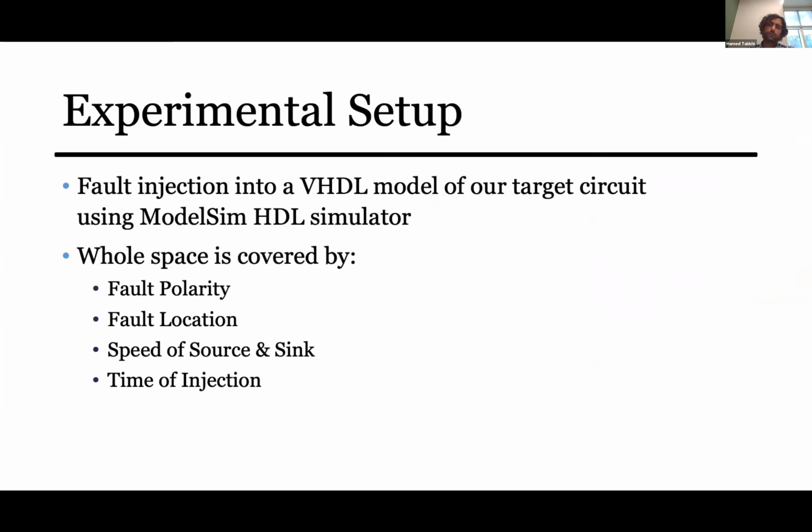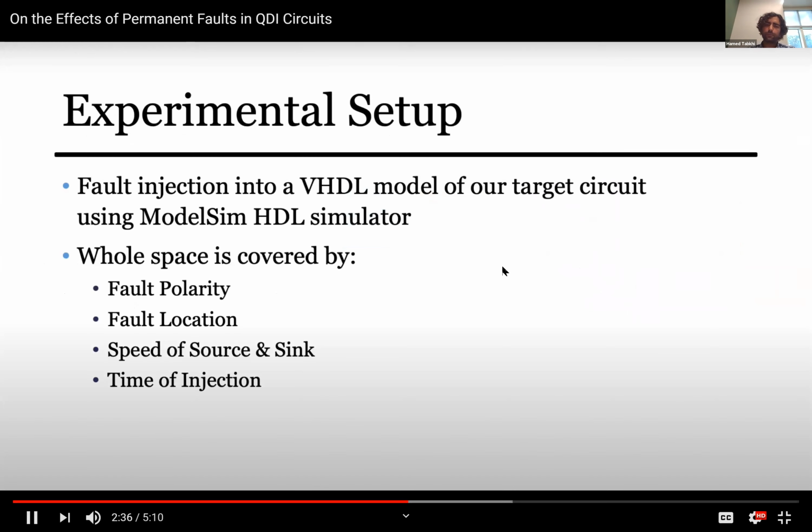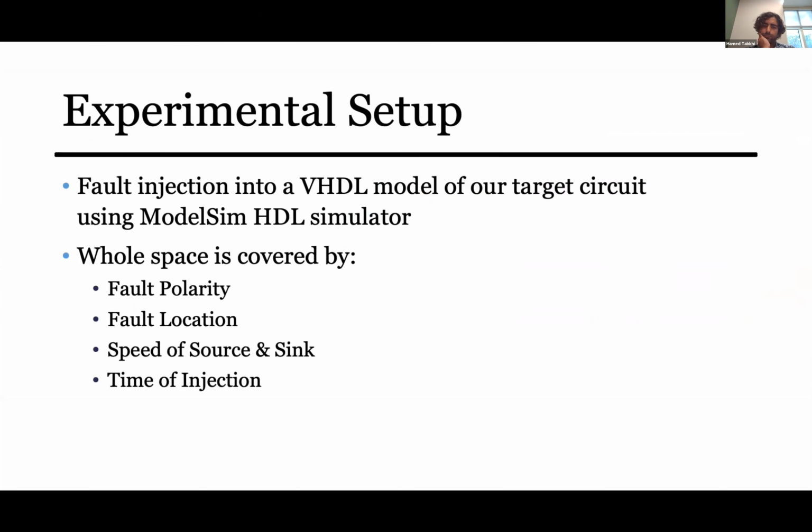As previously mentioned, our experiments involve injecting faults into a VHDL model of our system, which is executed in the Mentor Graphics ModelSim HDL simulator. We injected faults into our victim stage, taking into account fault polarity, injecting both stuck-at-0 and stuck-at-1 faults, fault location, injecting in all inputs and outputs of the gates of the target stage, varying the speed of the source indicating when new data is ready, and that of the sink to denote when old data has been consumed. And finally, we make sure to hit all possible time intervals where a fault might have an effect.